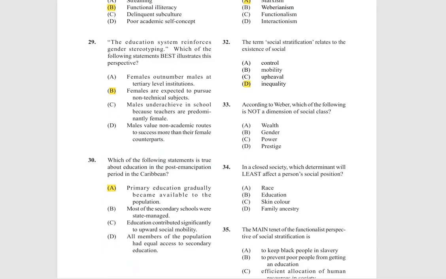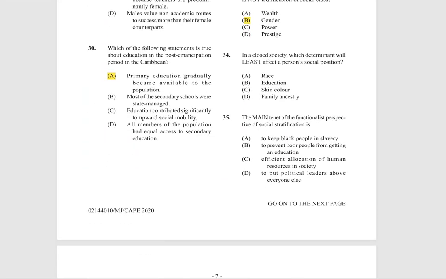33. According to Weber, which of the following is not a dimension of social class? Is it wealth, gender, power, or prestige? It is gender. In a closed society, which determinant will least affect a person's social position? Is it race, education, skin color, or family ancestry? So remember that in a closed society, education is the least to affect a person's social position.